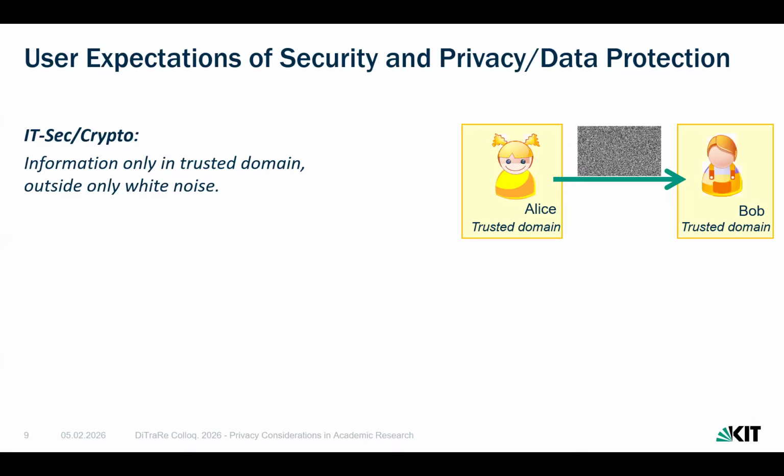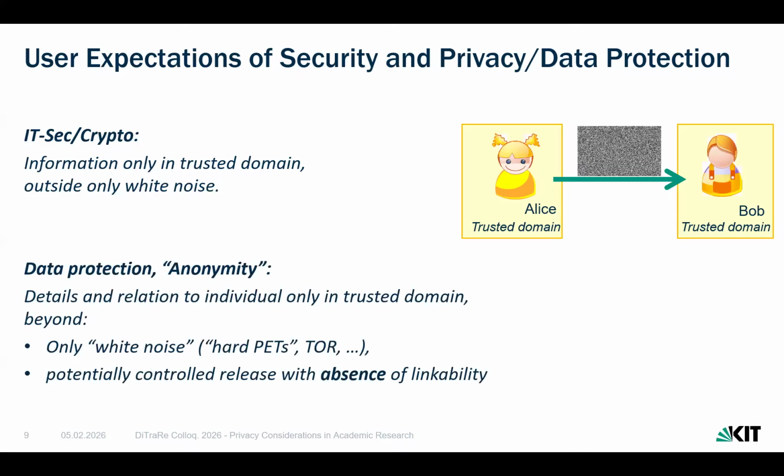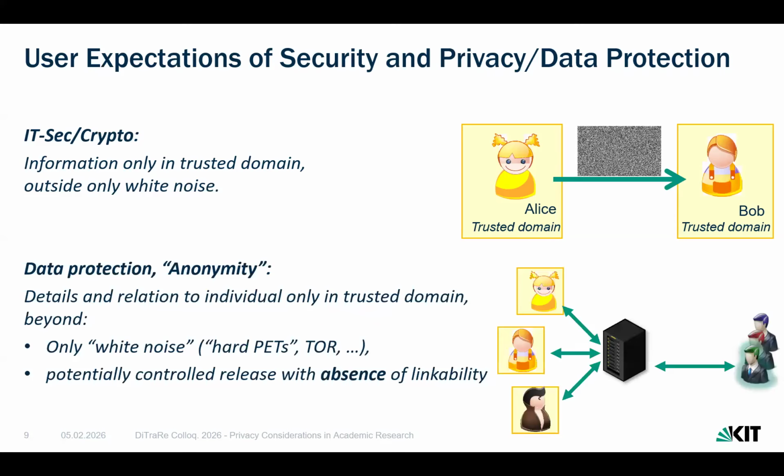So we have trusted domains. Alice resides in a trusted domain, which is her mobile phone or a computer. Bob resides in a trusted domain, same thing. They can use crypto algorithms to encrypt and decrypt, but outside of the trusted domain, everything looks like white noise. Then if we think about data protection or anonymity, what people are thinking about is more or less the same. They know that, of course, we have a situation where there are several users.